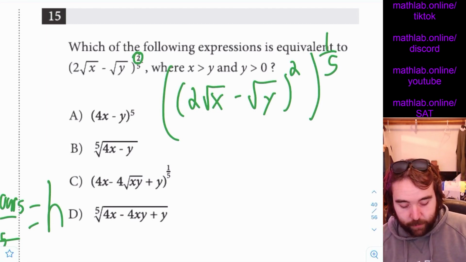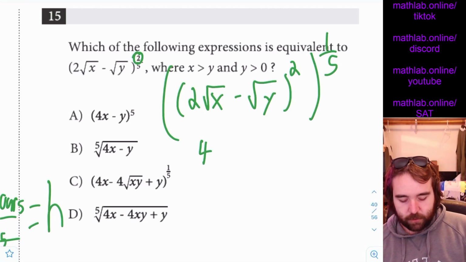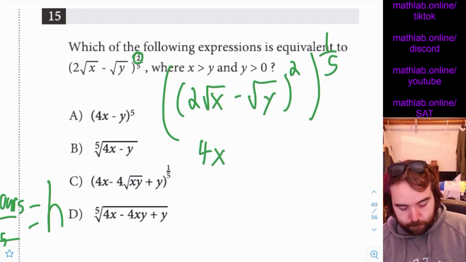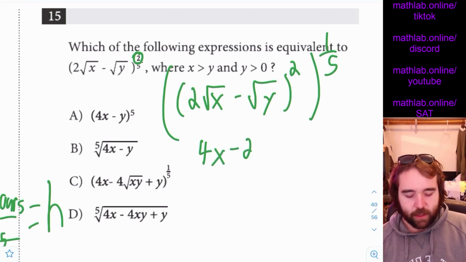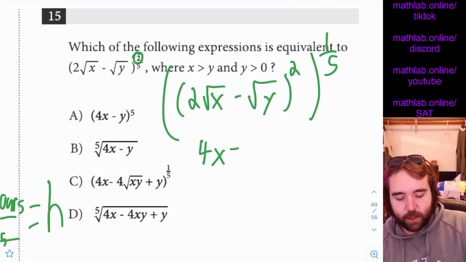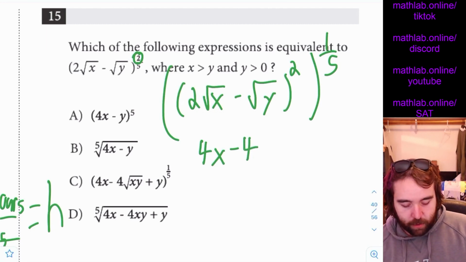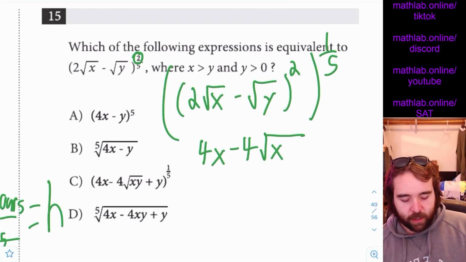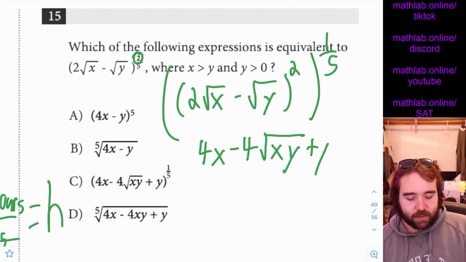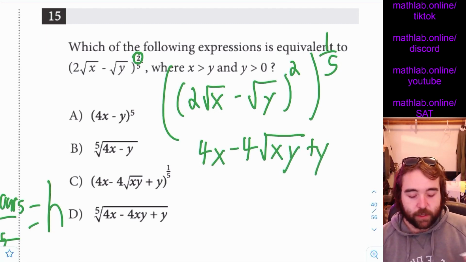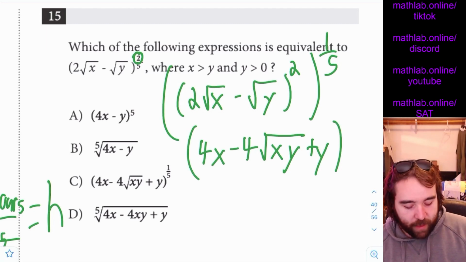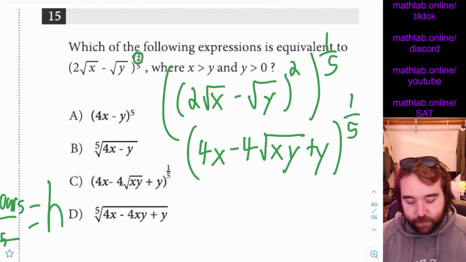We have the first thing squared, so you have to square the 2, square the square root of x, and then the 2 times the first thing times the last thing. So 2 times 2 is 4, first thing times last thing, root xy. And then plus the last thing squared, square root of y squared, just y. All of that raised to the 5th. And I think that's an answer choice.